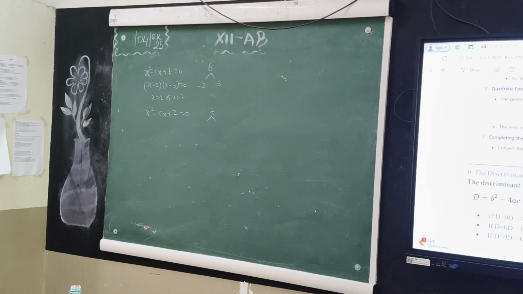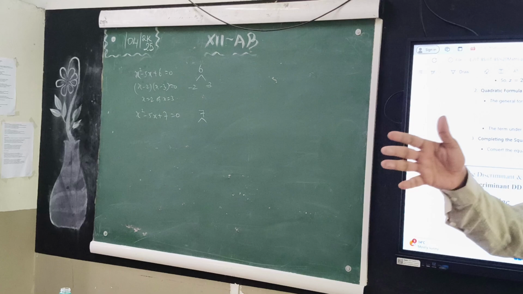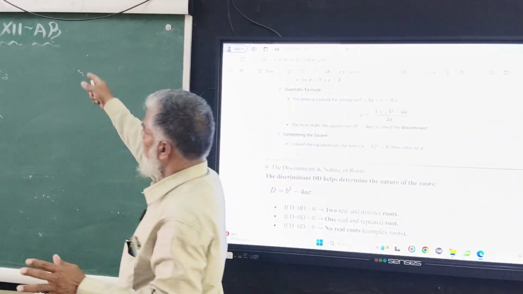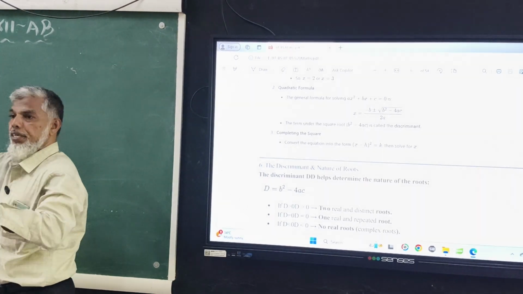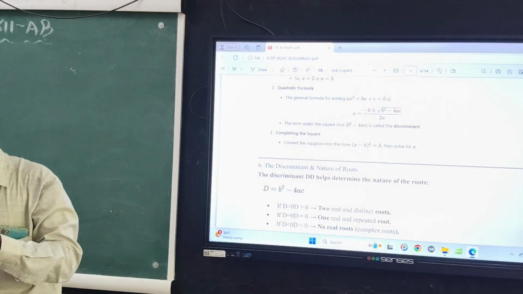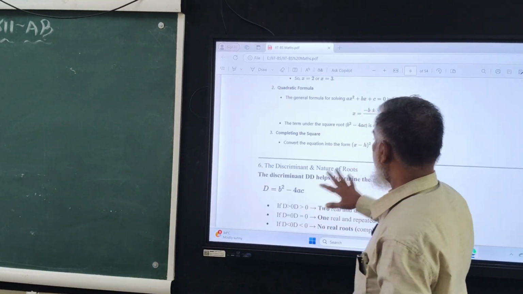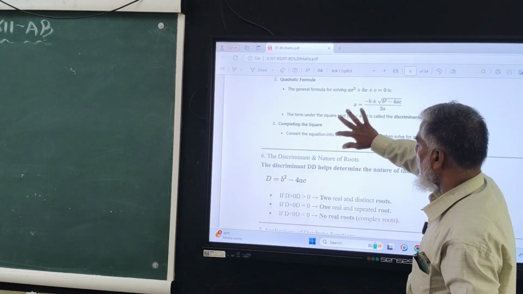Okay, next is completing the square, which you also studied in either plus 1 or plus 2. So there are 3 methods. First, directly you can solve using the product and sum. Second is using the formula, and third is completing the perfect square. So these are the things we have studied. And then discriminant.